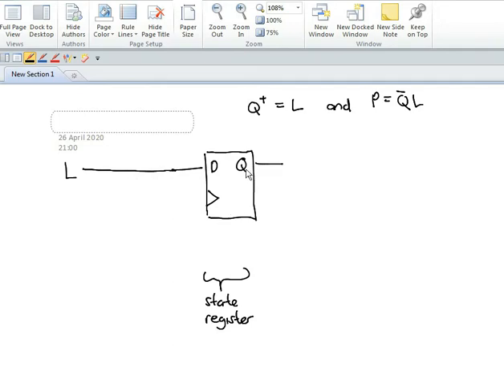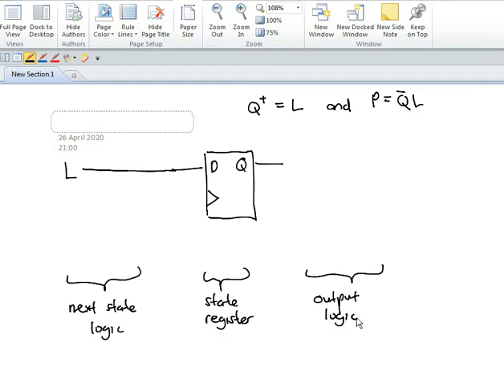The Q follows the L, so just connect the L straight to the flip-flop. In this case, we don't need any logic gates here, but this part we still call the next state logic. Next part here is the output logic.